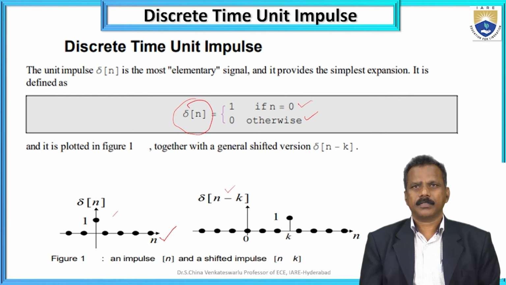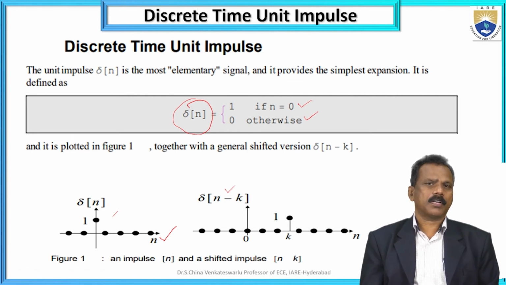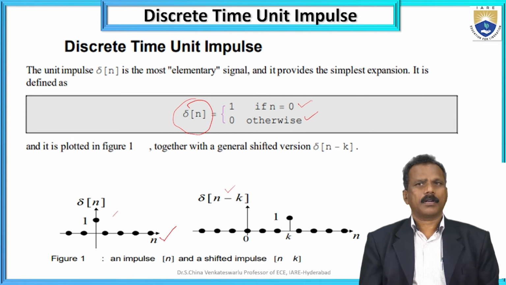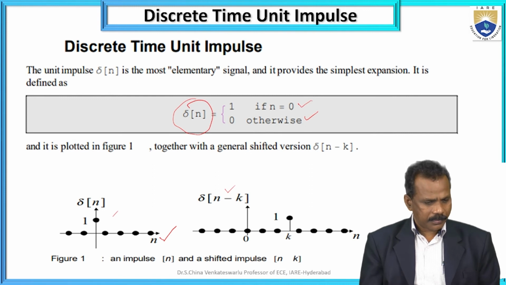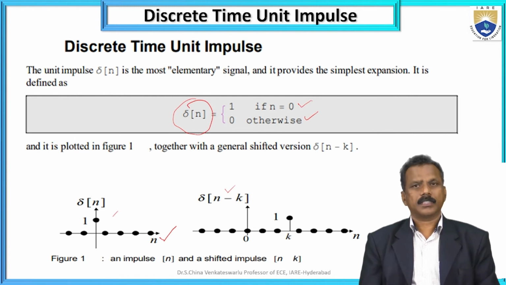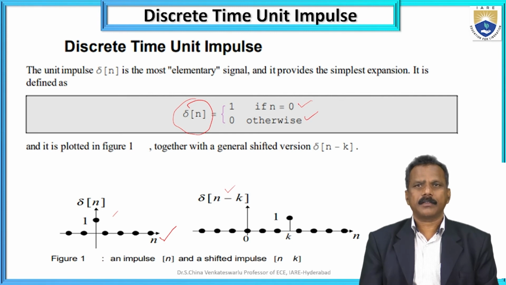Like this, we recall the discrete time unit impulse. That unit impulse is the most elementary signal, and it provides the simplest expansion. Delta of n is equal to 1 if small n is equal to 0, and delta of n is 0 otherwise. We can estimate either the impulse of n or the shifted impulse n minus k. Like this, we'll try to interpret.